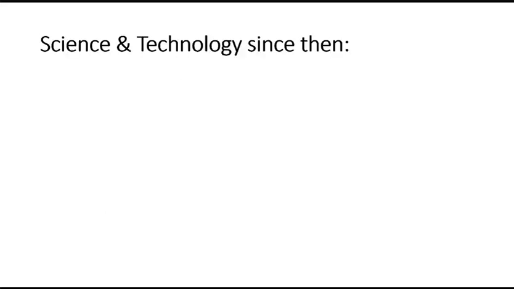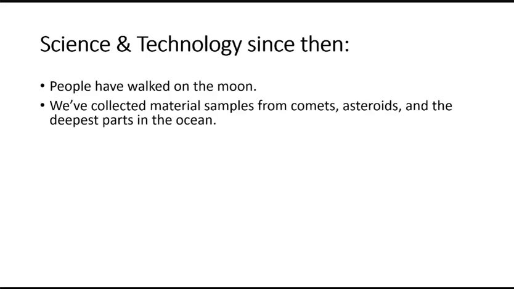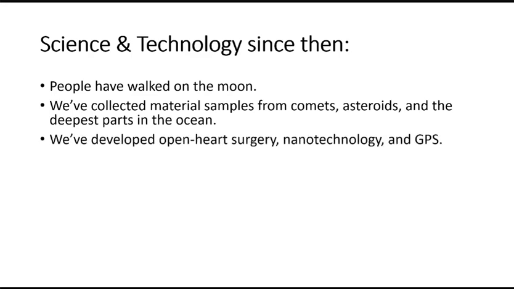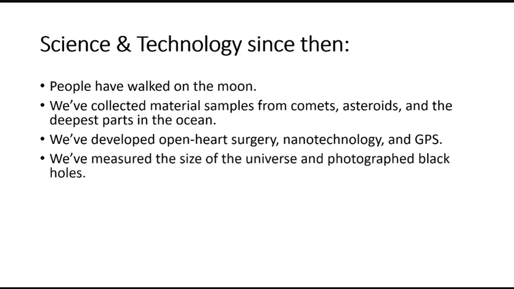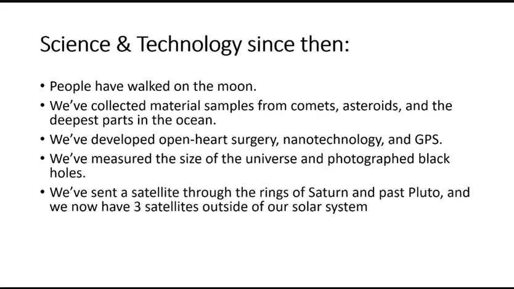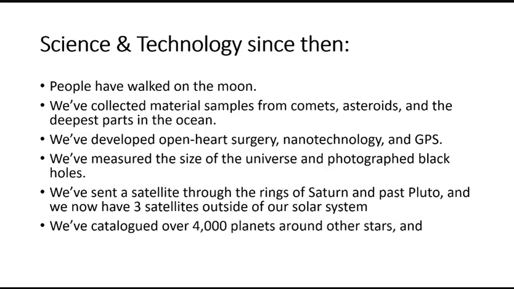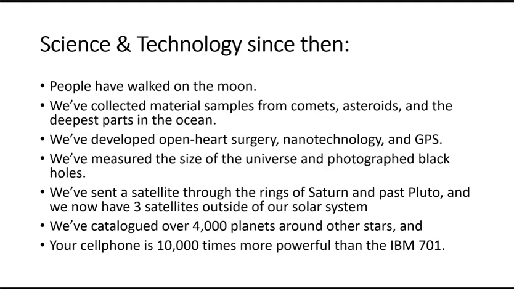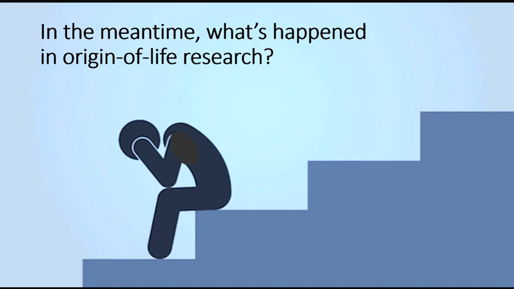Okay, what's happened in science and technology since then? People have walked on the moon. We have collected material samples from comets, asteroids, and the deepest parts of the ocean. We developed open heart surgery, nanotechnology, and the GPS system. We've measured the size of the universe and photographed black holes. We've sent a satellite through the rings of Saturn and past Pluto, and we now have 3 satellites outside of the solar system. We've cataloged over 4,000 planets around other stars, and your cell phone is 10,000 times more powerful than the IBM 701. In the meantime, what's happened in origin of life research?